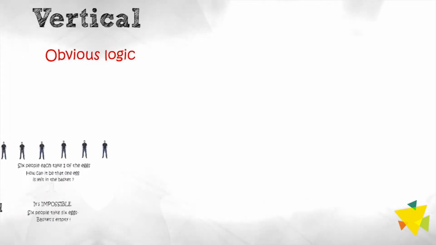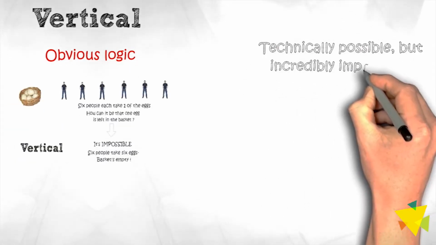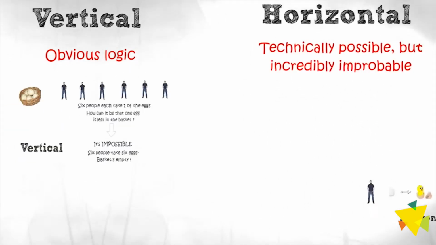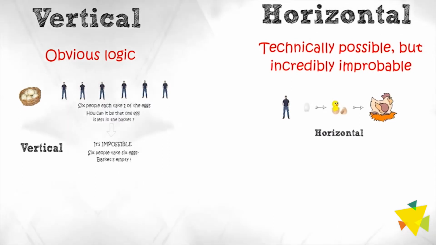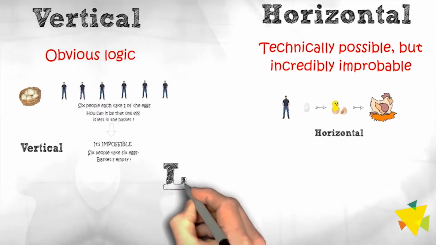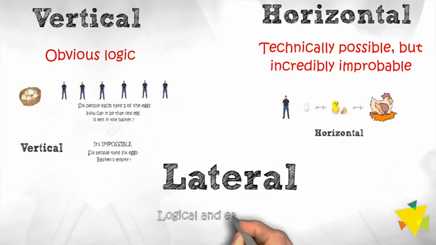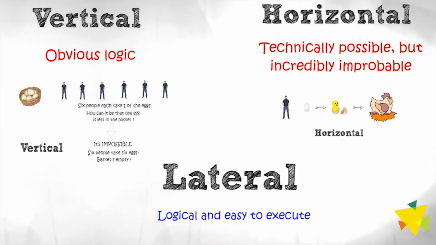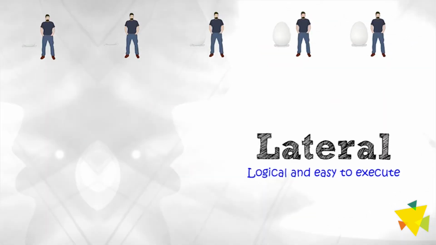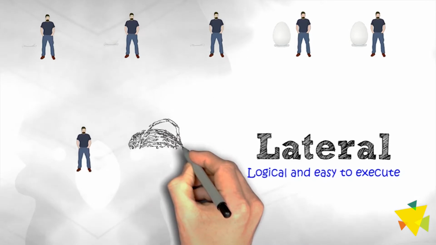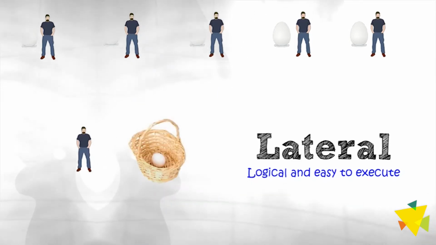One idea uses the obvious logic. The other idea is technically possible but incredibly improbable. Both of these do make sense, and that's why I'm not saying they are wrong, but instead of thinking horizontally or vertically, why not think laterally? A solution that is logical and also easy to execute. So how about this for an answer? The 5 men each pick up an egg, and the last man picks up the basket with the egg inside it.